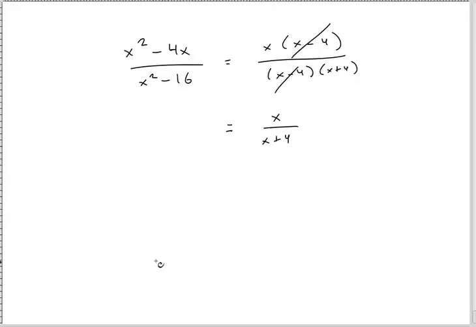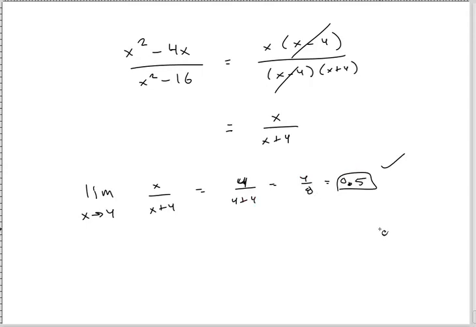And what they're really wanting now is they're saying find the limit as x goes to 4 of x over x plus 4. Guess what I'm going to do? I'm going to actually just plug in the 4, not 4.1, not 4 point blah blah blah. So I got 4 over 8. And yes, that makes 0.5, which is exactly what we got up above. And wow, that was so easy.